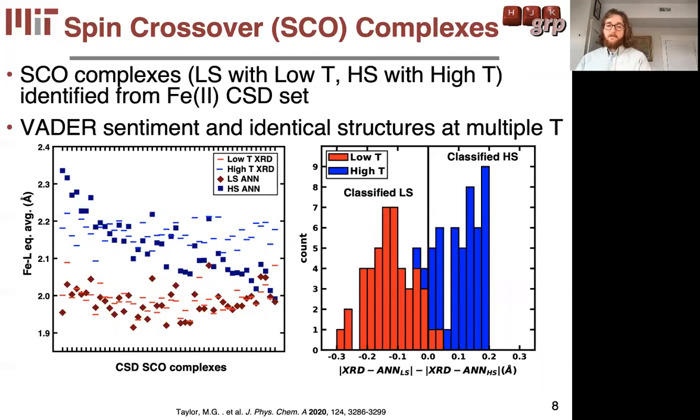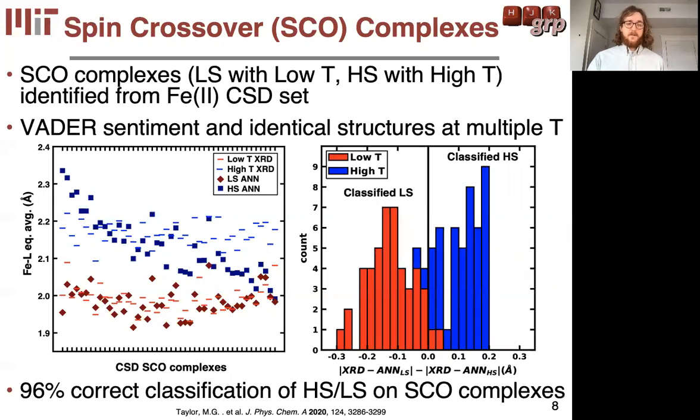And so if we put a similar sort of thing to our RMSD, where we just take the absolute difference of whether the bond lengths are predicted closer to the high spin ANN or closer to the low spin ANN, we see that we're able to classify to a large degree the high temperature structures as high spin and the low temperature structures as low spin, with only 4 complexes being misclassified, which is about a 96% accuracy over this sort of SCO data set.